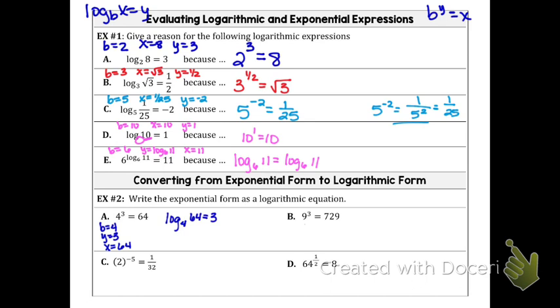And if you want to do a real quick check of it, you can say, okay, well, 4 to the third equals the 64, and it works every time. All right, for C, my base is 2, my y is negative 5, and my x is 1 over 32. So we're going to log form, so write out the word log, base b of x equals y. And again, you can check it real quick. 2 to the negative 5 is 1 over 32, so we got it right.